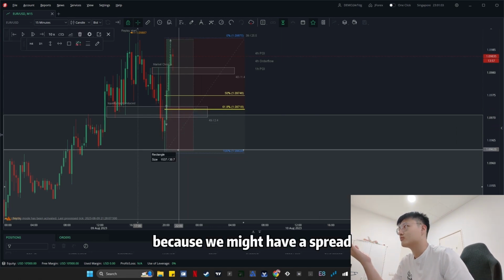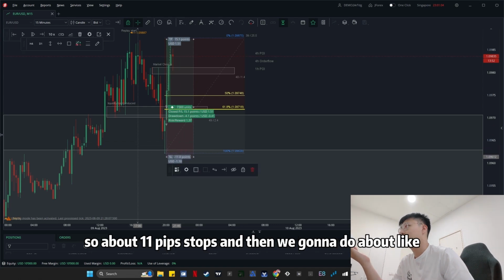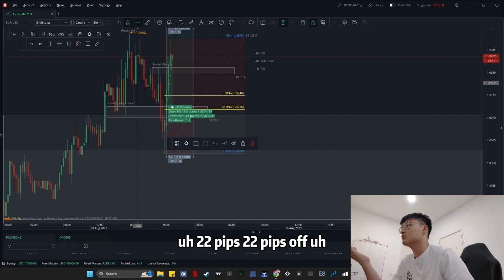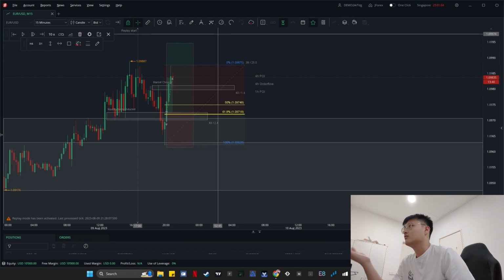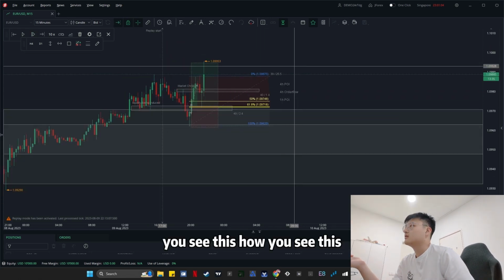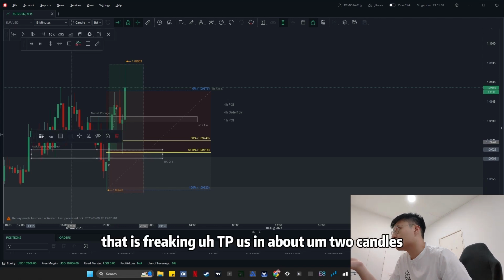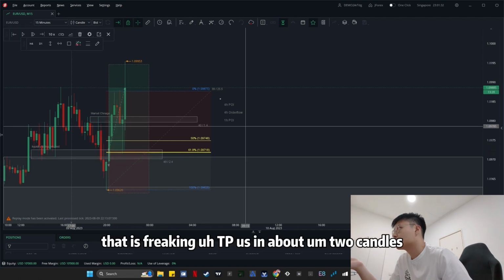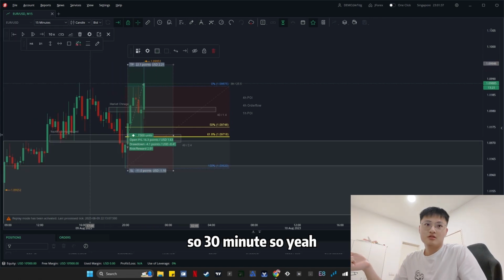Why? Because we might have a spread, and sometimes the price might not take you in. So about 11 pip stops, and then we're going to do about 22 pips, 1 to 2. Let's see whether it retraces back. Okay, you see how pretty this is? It hit TP in about 2 candles, so 30 minutes.